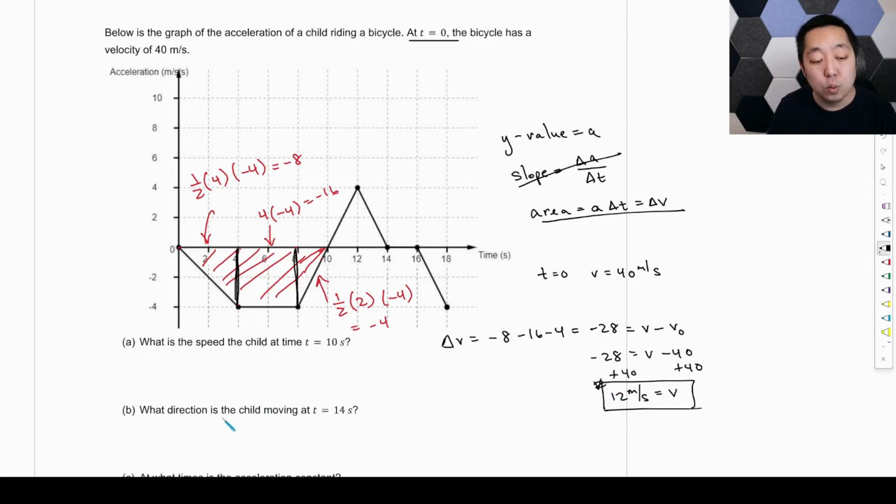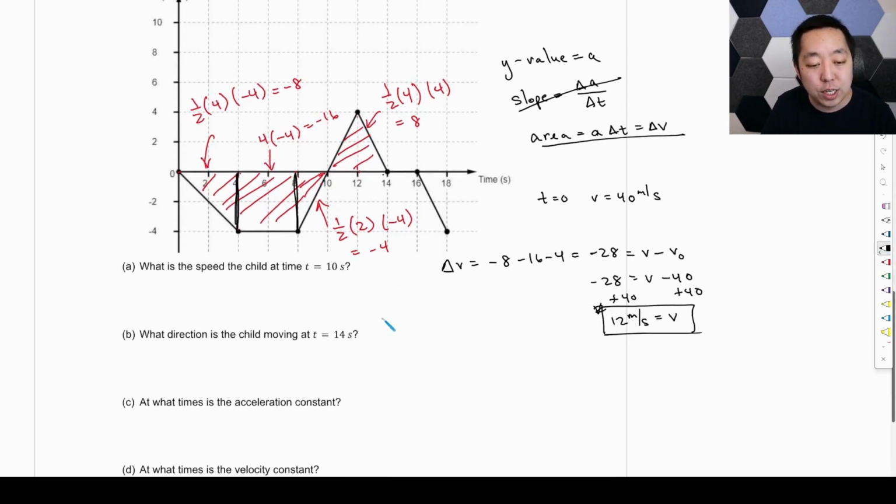Okay. Which direction is the child moving at 14 seconds? So now we need to know the velocity here. So we're going to take a look at this area now, and that's going to give us a change in the velocity. Because remember that for direction of motion, we want to look at the sign of the velocity, right? So the area of this is 1/2, the width is from 10 to 14. That width is 4. That height is +4. And so that's going to be 8. So that means the change is 8 here from 10 to 14.